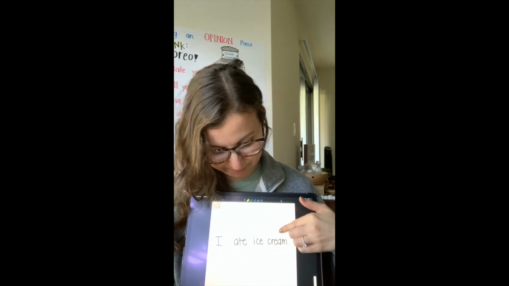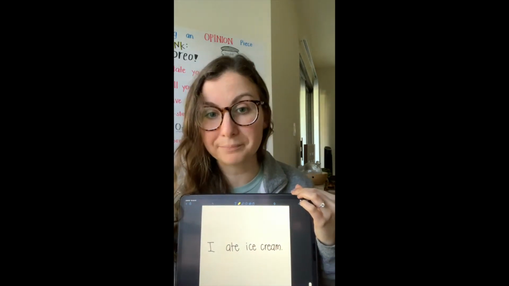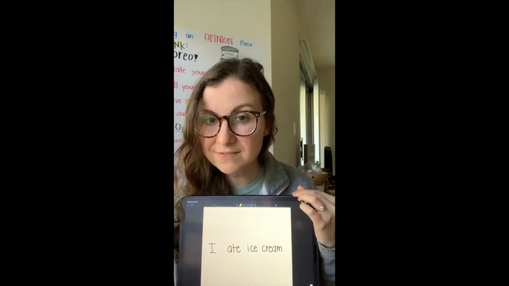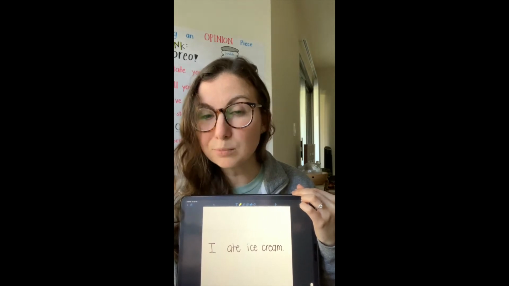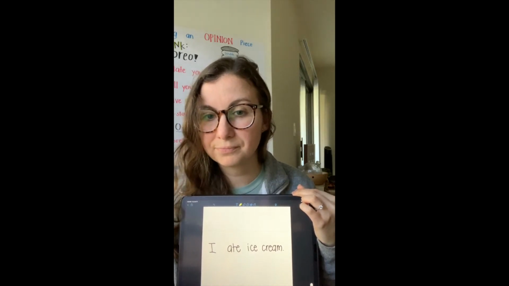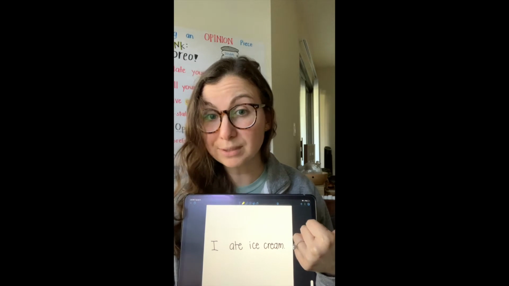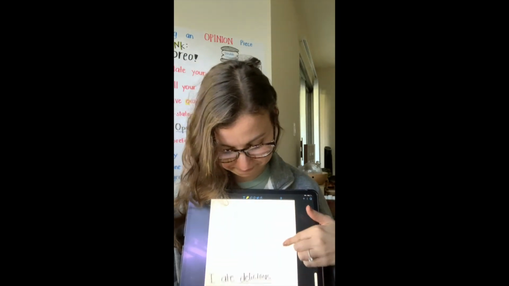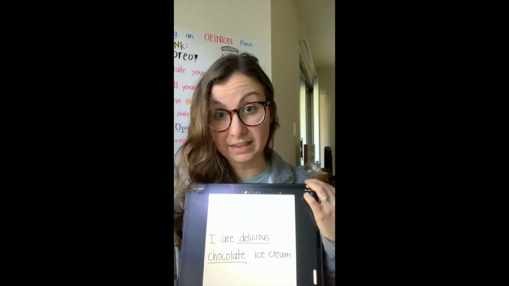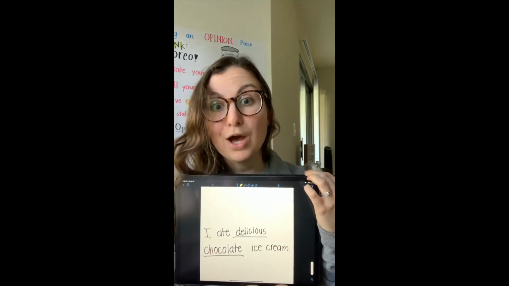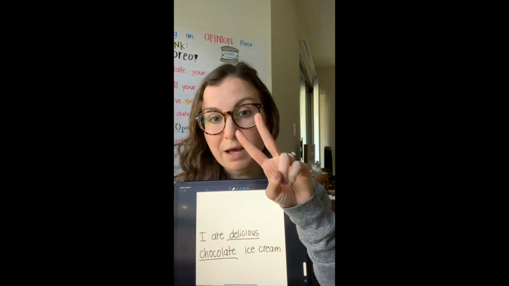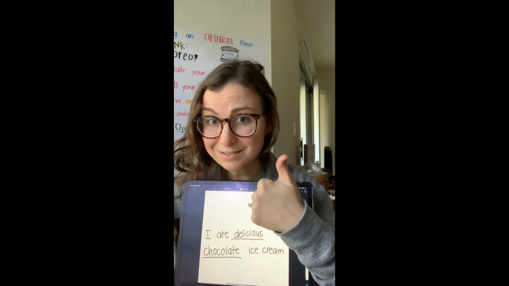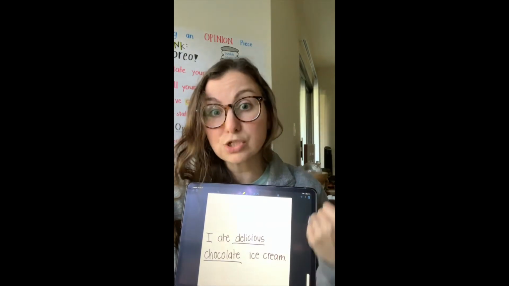Let's look at the next example. I ate ice cream. What kind of adjectives can we add to add more details to the sentence? We could add what flavor ice cream we ate. We could add how many ice cream we ate. I ate delicious chocolate ice cream. So now my reader knows 2 more things about this ice cream. They know that I think it's delicious, and they also know that I ate chocolate ice cream.